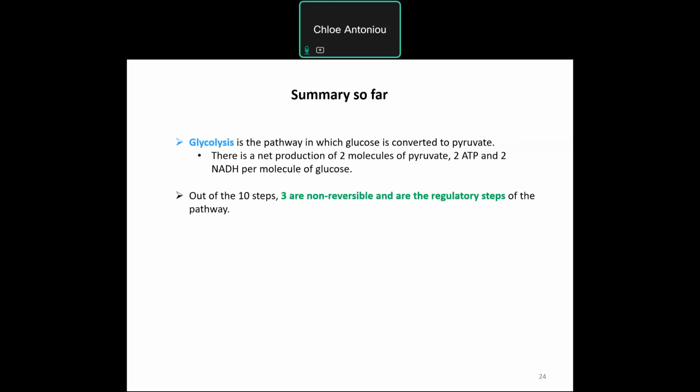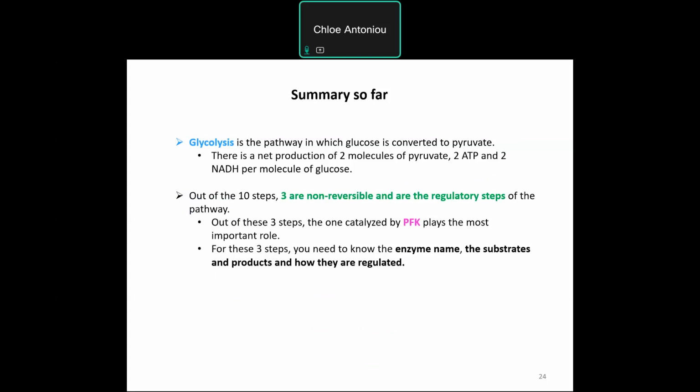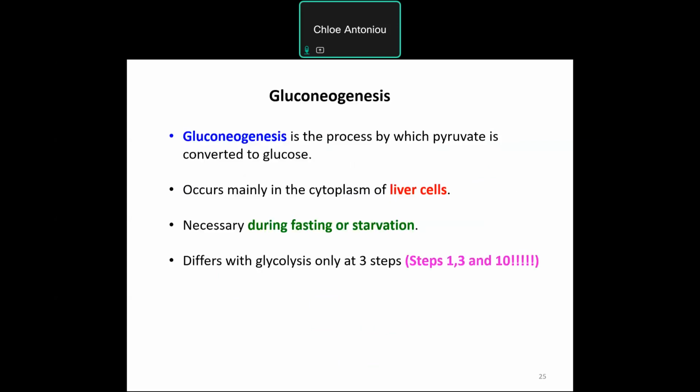Okay, out of the 10 steps of glycolysis, 3 are the non-reversible ones, 1, 3, and 10, and these are the ones you need to remember. Okay, PFK is the major regulator for these 3 steps. I'm just putting it here so we're all on the same page. Enzyme name, substrate and products, and how they are regulated. Okay, any questions?